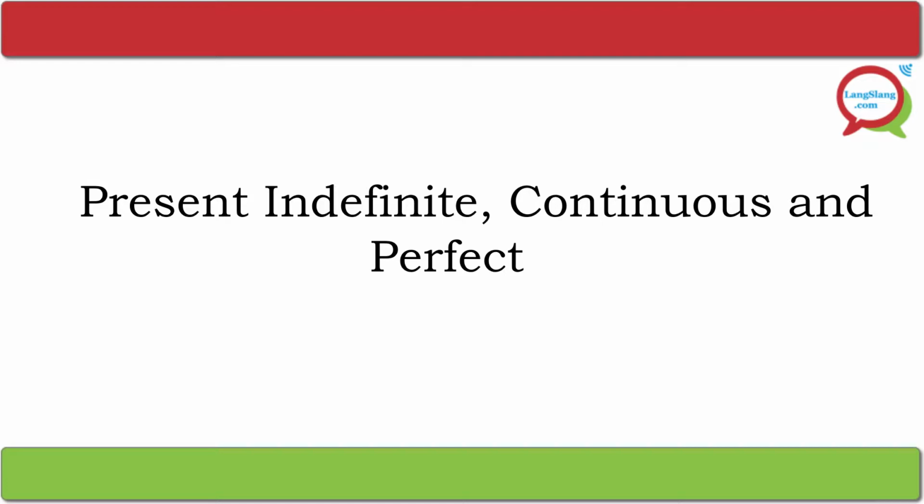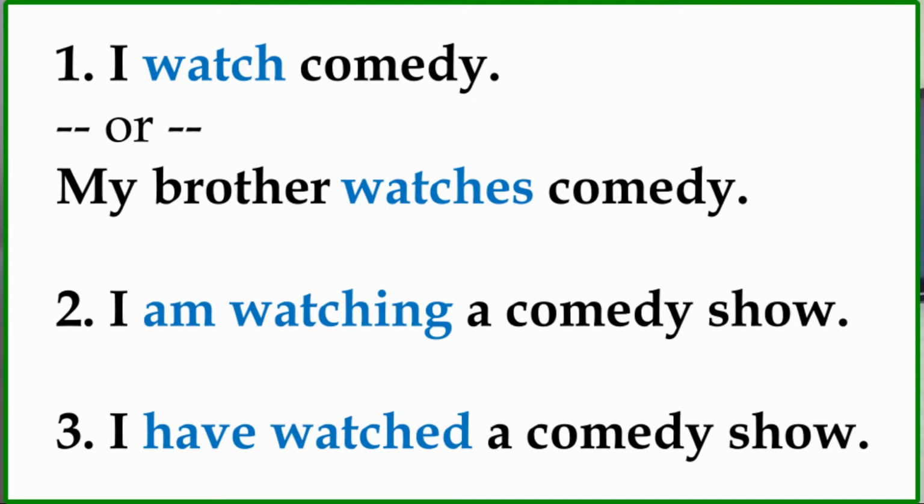There are more varieties of present tense. We have learned simple present, but there are more varieties. Look at these three varieties now. In the first sentence, the verb form is either watch, base form, or watches. But in the second sentence, I'm watching, am watching. Am watching or is watching or are watching is used when you emphasize that the action is continued now.